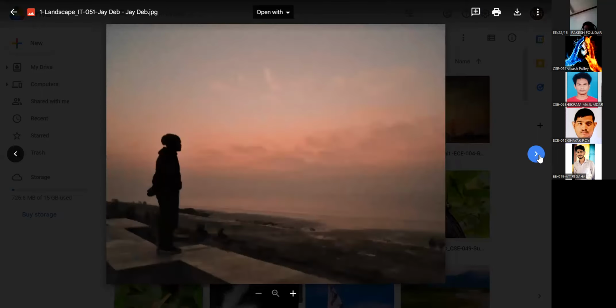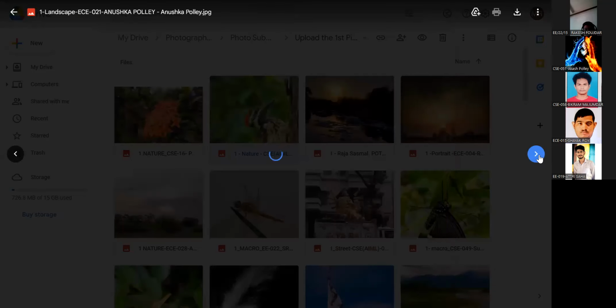This is another low light photograph. So many grains are there, and that's why the picture is not standing at all.